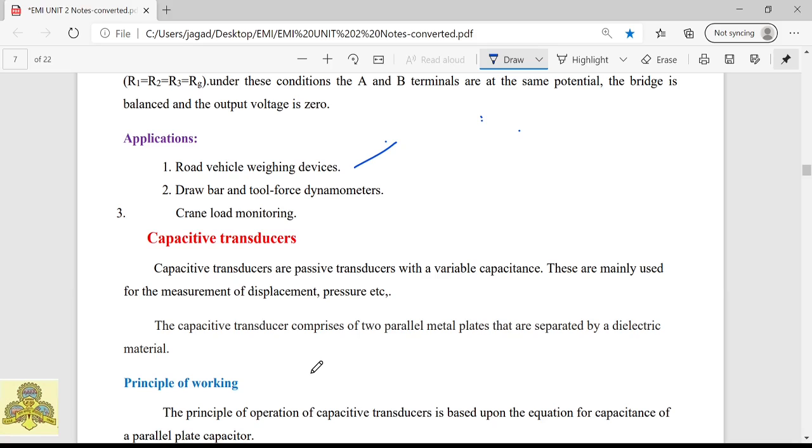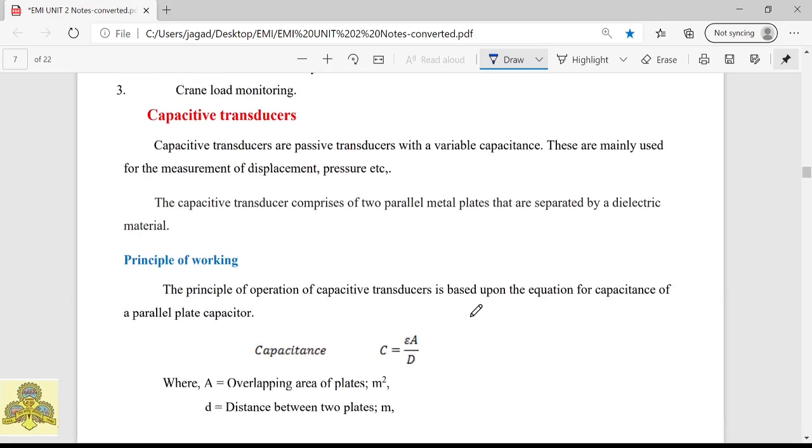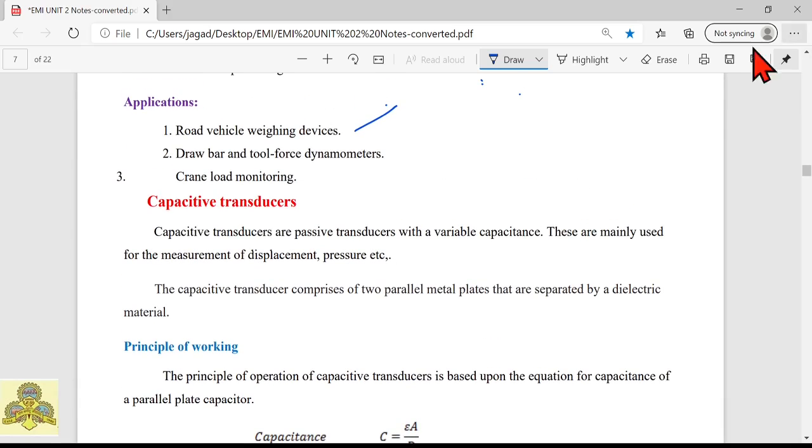Next, the second one, we have a capacitive transducer. What is a capacitor? How is the capacitor made? The capacitor is generally a two metal plate device. Let's consider these lines are metal plates, and these are the connectors. These are two metal plates. In between these plates we have some material. That material may be space, air, or any other dielectric material.